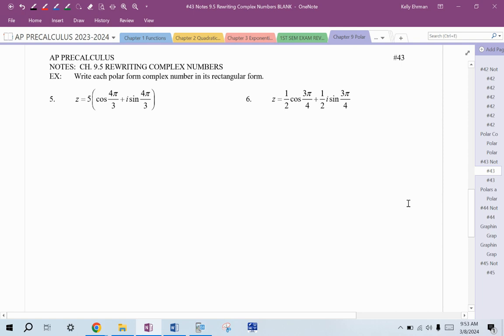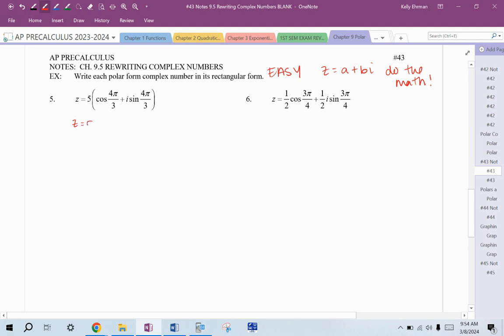All right, what if we're going the other way? So these are the really easy problems. If we're going the other way, easy peasy. We're trying to get z equals a plus bi. All we have to do to get a and b is do the math. They've done the hard work for us. We just have to simplify this.